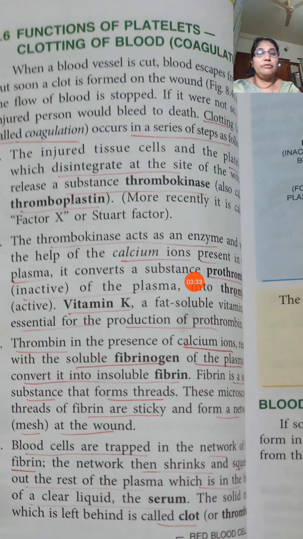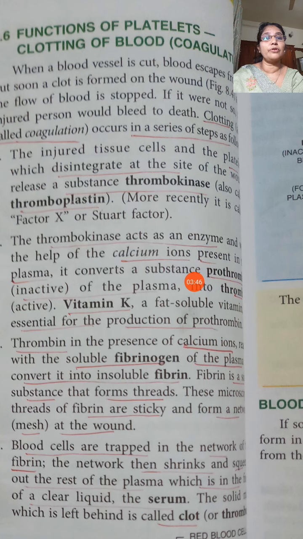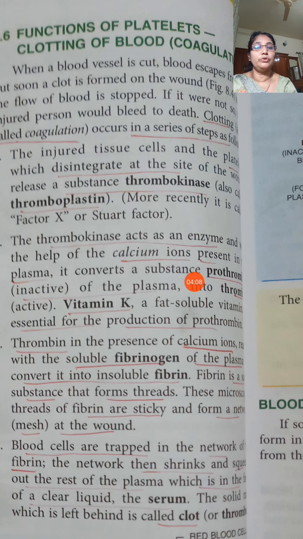Then vitamin K is essential for the production of prothrombin. We have learned that vitamin K is essential for blood clotting. How does it help? It helps to produce the prothrombin. Prothrombin is a protein that is present in the blood plasma. So thrombokinase, with the help of calcium ions, converts prothrombin into thrombin. Thrombin is an active substance.